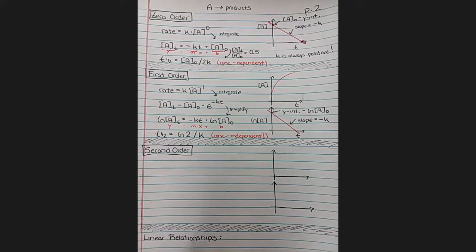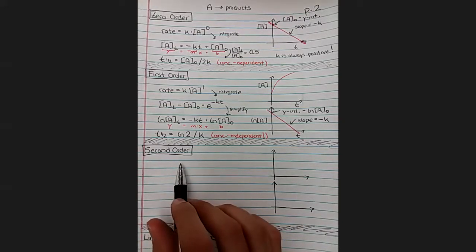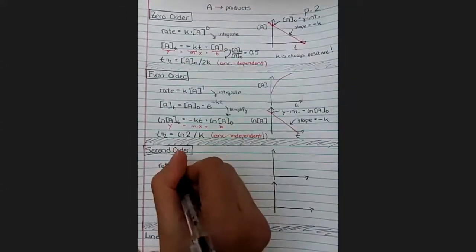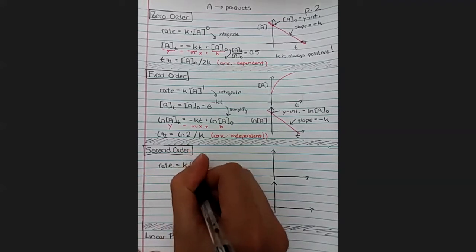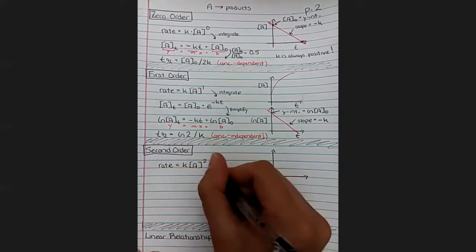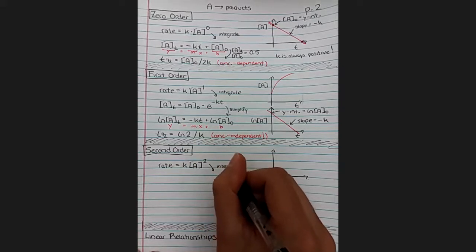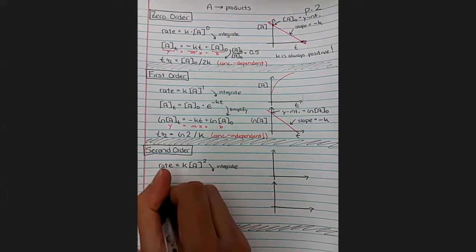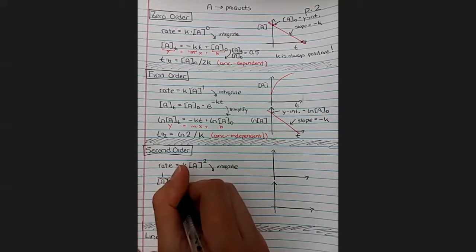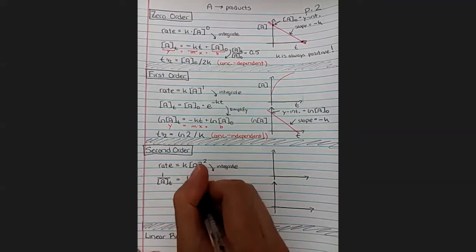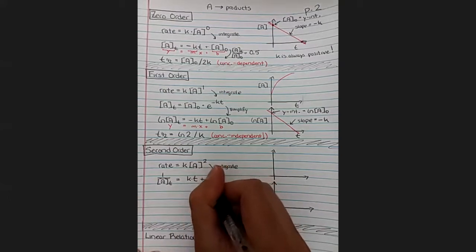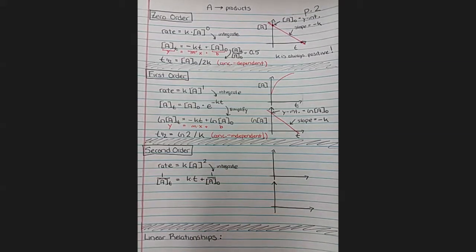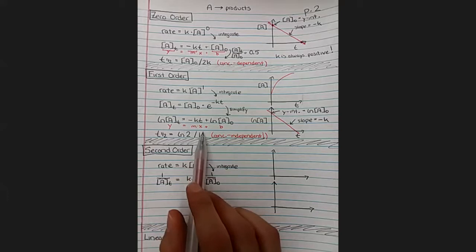All right, and our final order is going to be second order. So if this reaction A goes to products with second order, the rate law would be rate equals k times [A] to the second. And we could integrate that to find the integrated rate law. And we would end up with a fraction. 1 over the concentration of A at time t equals k times t plus 1 over the concentration of A at time 0.